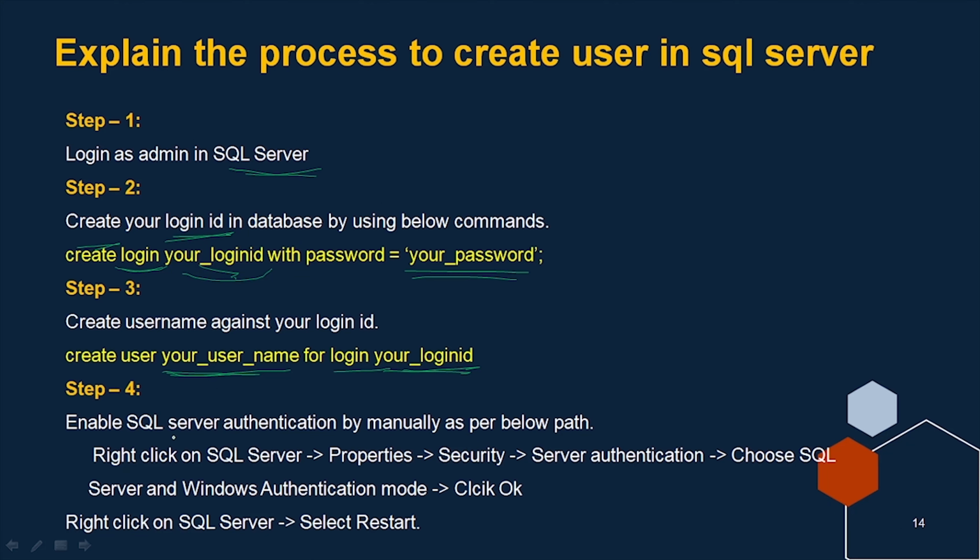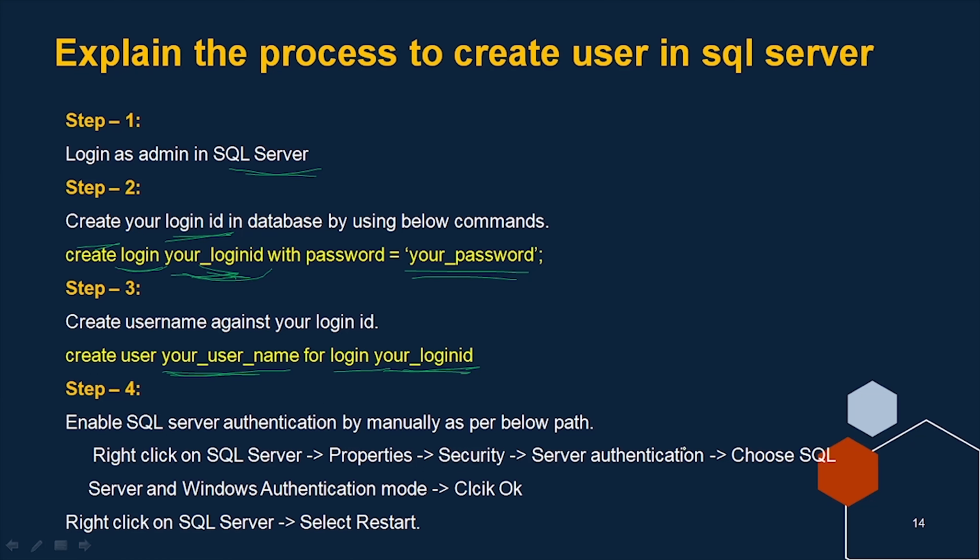Then the last step, we need to enable SQL Server authentication mode manually. For that, we need to follow these steps. Right click on your SQL Server, then properties, security, then choose the server authentication. Next we have to choose SQL Server and Windows authentication mode. Then click on the OK button. Then we need to right click on SQL Server and restart your server once. Then we can use this login information for authentication in your SQL Server.